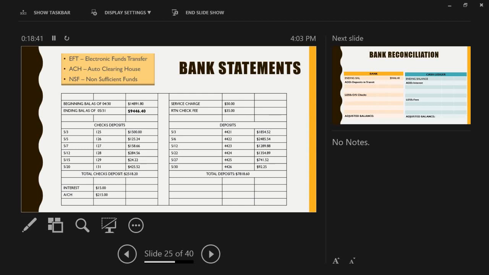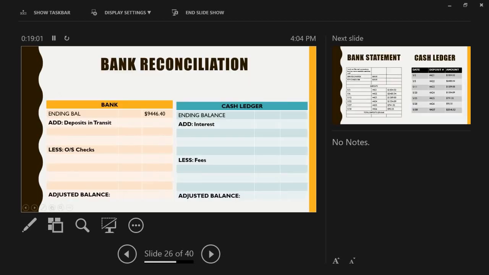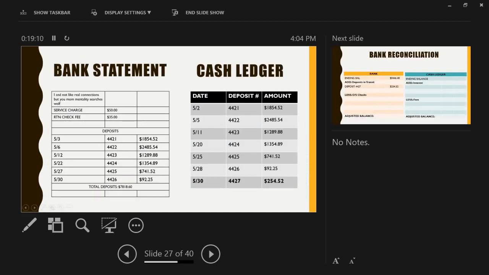So again, let's go ahead and look at this example real quick. So here is my bank statement. If I look carefully, my ending balance here is $9,446.40. So that's the first thing I'm going to be writing in here. Now the next thing I'm going to do is compare from my bank statement to my cash ledger.